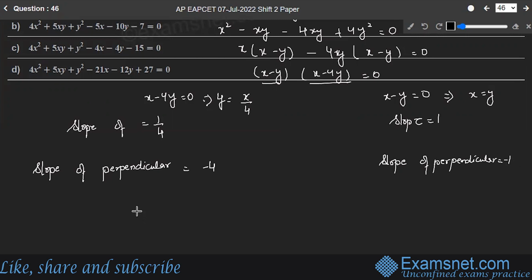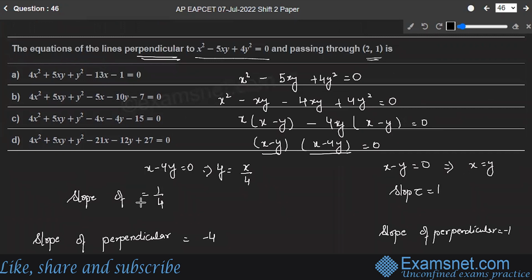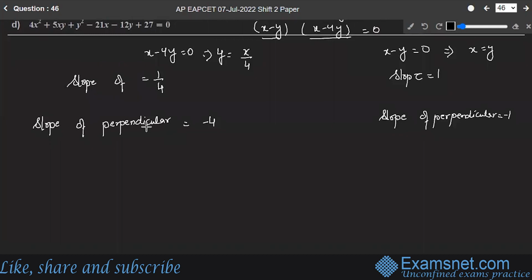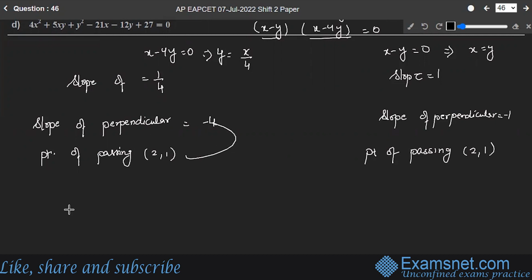Correct? Now, one more thing it has said, the equation of the lines perpendicular to this and passing through 2, 1. So over here, the point of passing is 2, 1, and the same with the other one. The point of passing is 2, 1. So now using these two things, the equation for the first line will be y minus y1 is equal to minus 4 times x minus x1.